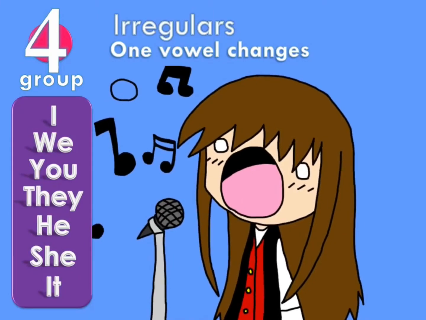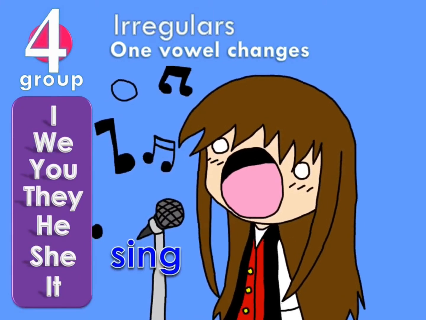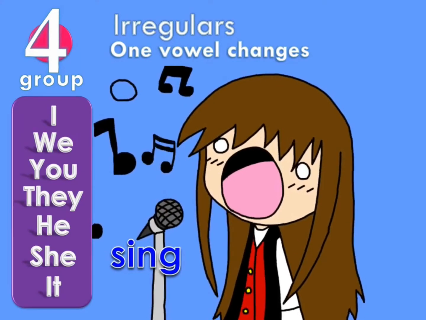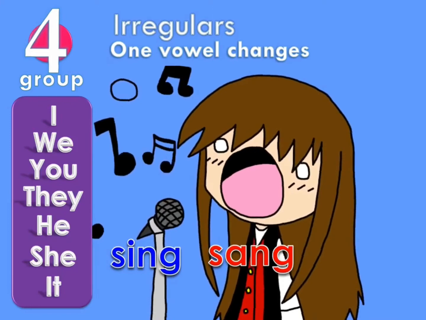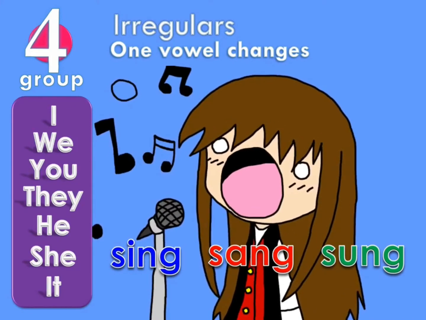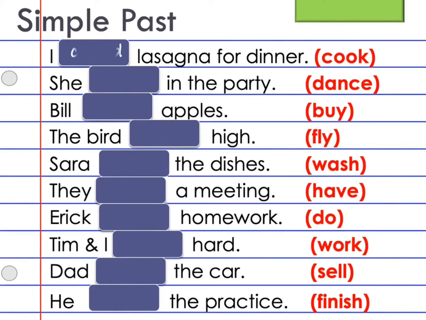The irregular rule number 4 is one vowel change. For example, the word sing changes to sang and becomes sung. So it is the letter in the middle of the word.